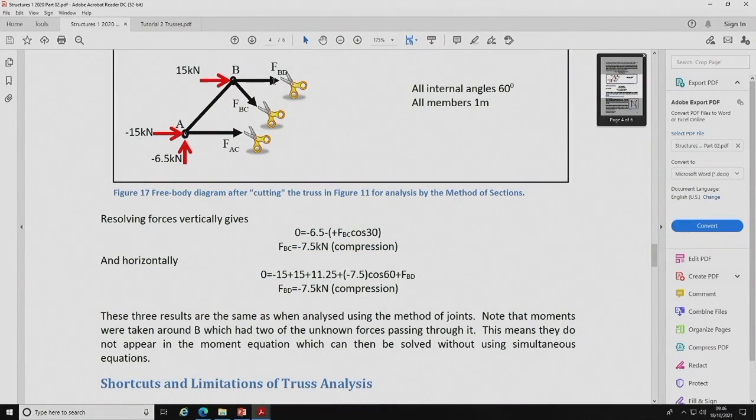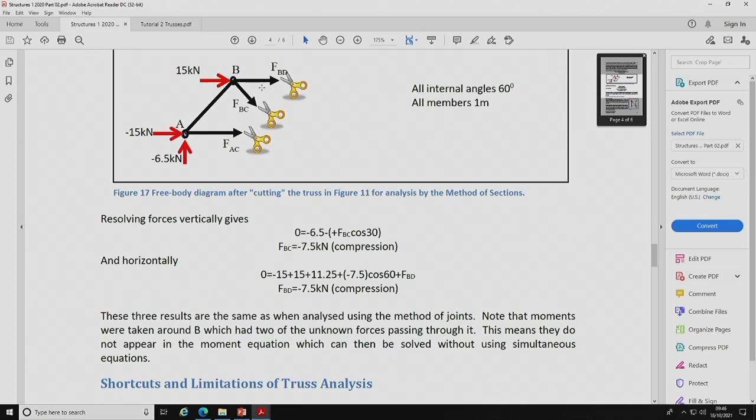If you're interested in just that one, you could possibly do it by taking a moment about a point. Or for this one, probably, if you take a moment about this point, you can get FAC directly, and then you could use the summation of horizontal force zero. So you could employ various techniques here to get those forces.